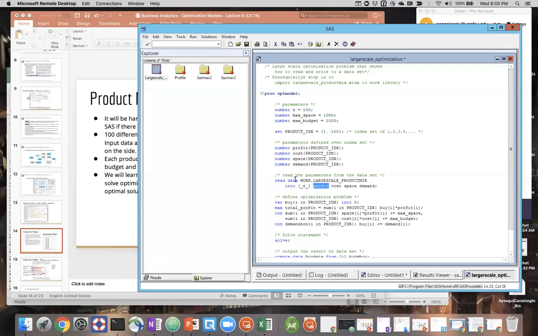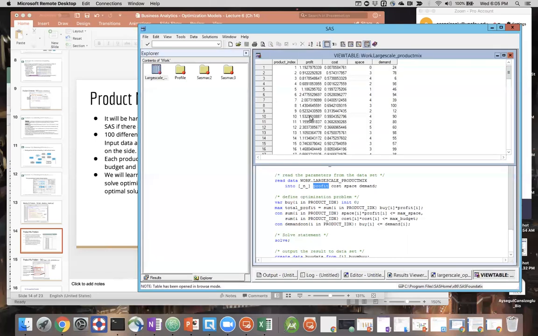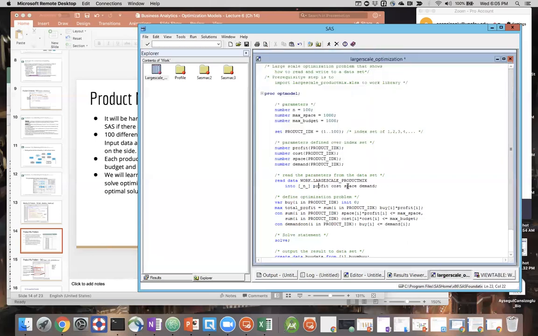And when we read into these parameters, they basically got the number from this table. So what happens is, for profit here, there are alternative ways I can write each of these. I can say profit 1 is this, profit 2 is this, profit 3 is this. I can put it line by line, but it is not going to be a huge code. Instead, I can just read this data into profit, cost, space, and demand.